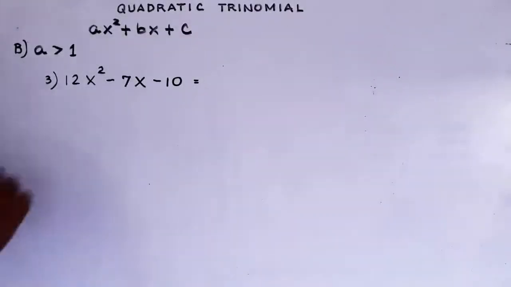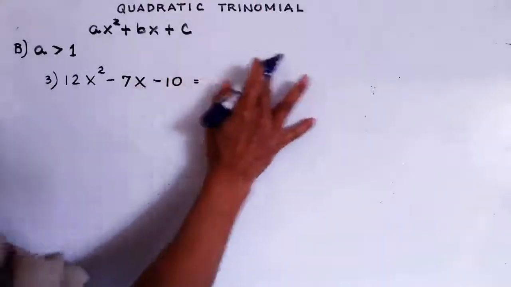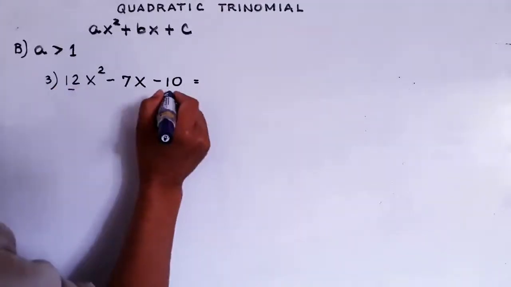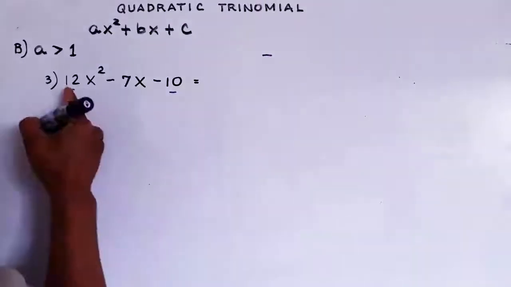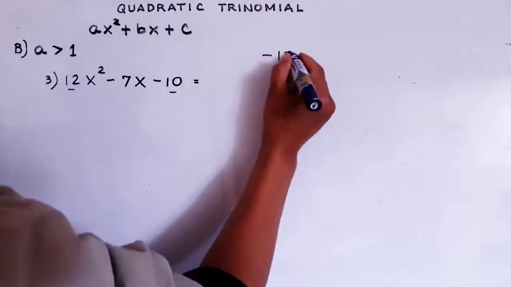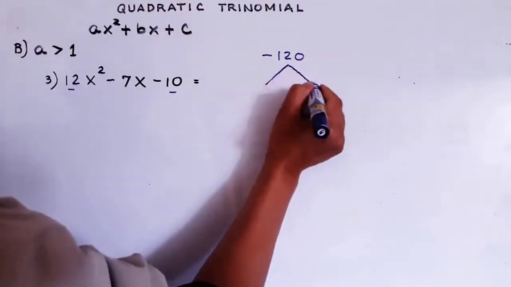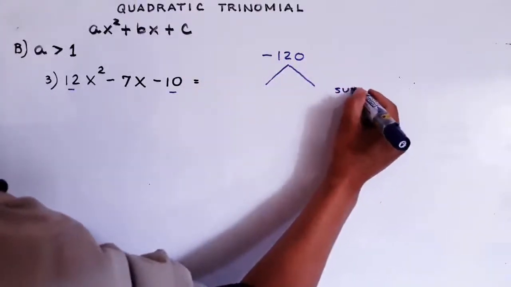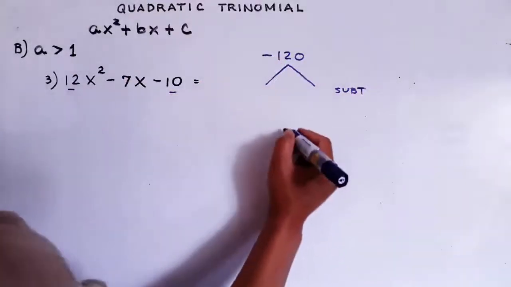Okay class, let's have number 3. So we have 12x squared minus 7x minus 10. So we'll get the factors of 12 times 10. This one is negative, so you have negative, and 12 times 10 is 120. So what are we going to do with the factors of 120? We are going to subtract the absolute value. So let's have the factors of 120.